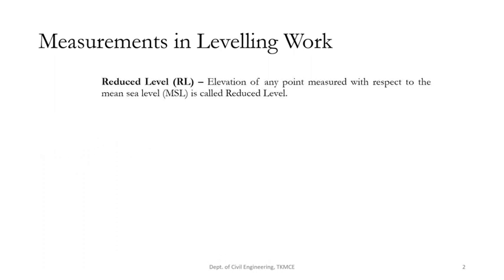concept of leveling. First one is called your reduced level, denoted by RL. It is the elevation of any point measured with respect to the mean sea level or datum. That is, if I am saying a particular point is at a 10-meter height, I have to say it with respect to a datum, either with respect to the ground level or with respect to a point, that this is at 10 meters height. So we consider the mean sea level as the datum for any point reference.